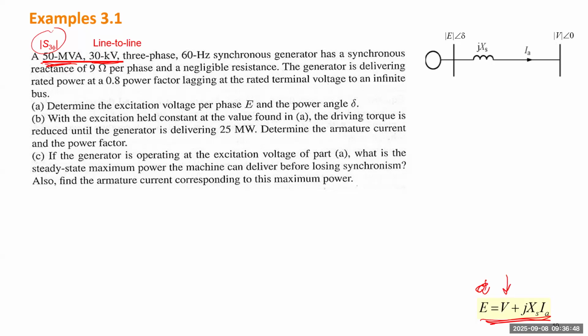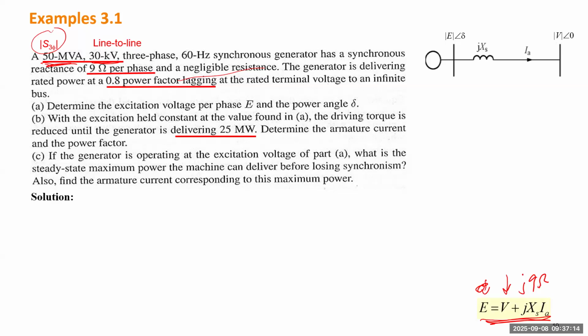You need the line-to-neutral voltage. The frequency is 60 hertz, and it has a synchronous reactance, which means this one is 9 ohm, right? R will be 0, and the power factor is 0.8. And there are the following three questions.